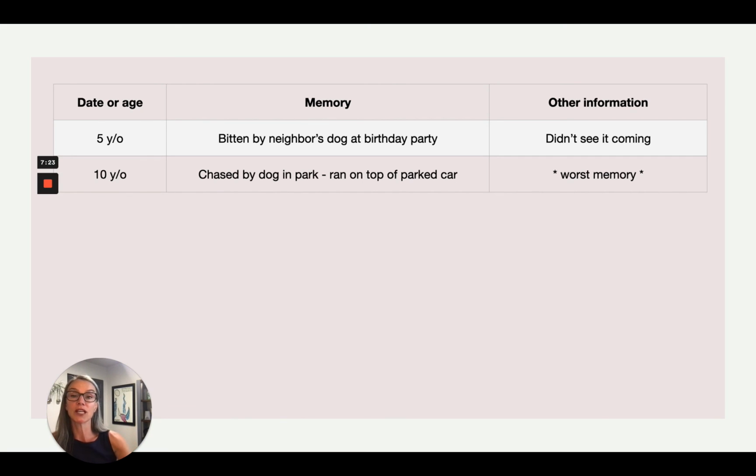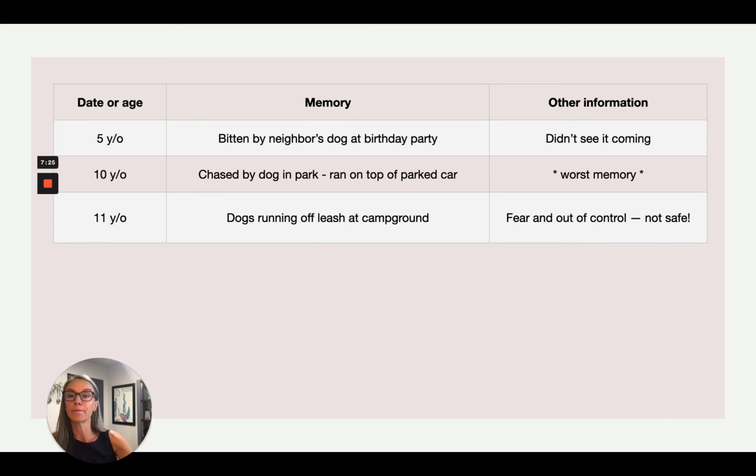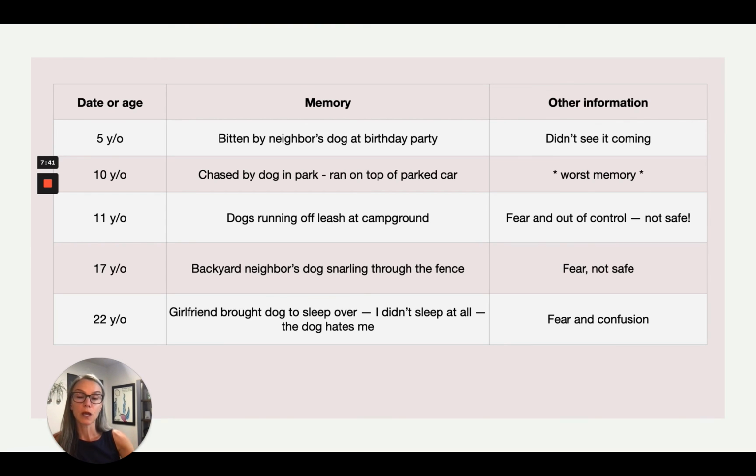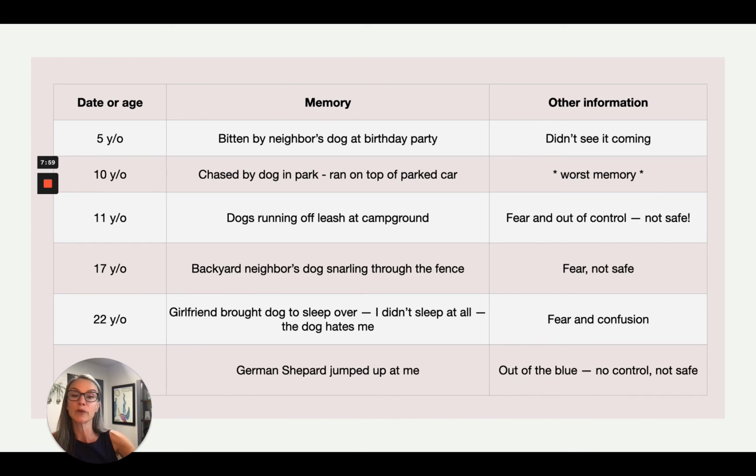At 10, he was chased by a dog in a park. That's his worst memory. At 11, there were dogs running off leash at a campground. It felt very out of control, and he felt unsafe. At 17, a backyard neighbor's dog was snarling through the fence, also felt unsafe. And his girlfriend brought her dog to a sleepover at his house, and he didn't sleep at all. He believes that the dog hates him, and he felt a lot of fear and confusion. And he also felt blindsided at that one because he didn't know she was bringing the dog over, which was very similar to his 5-year-old experience.